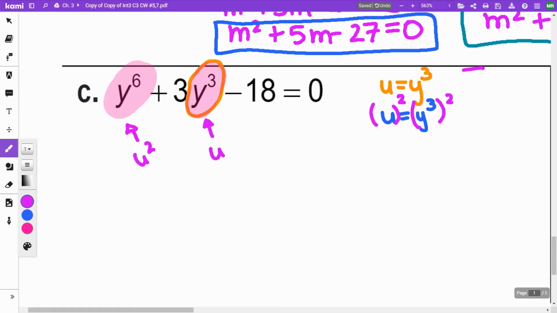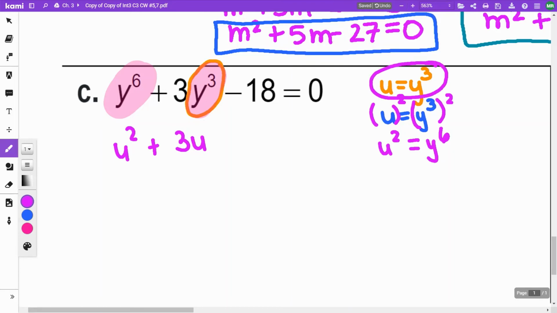So I took u equal y to the third. I squared both sides, and I'm going to get a u squared, and power to power I multiply, and I get a y to the sixth. So I am going to put u squared in place of my y to the sixth because of this. I am going to put a 3u in place of my y cubed because I defined u as y cubed. And then I get this problem.